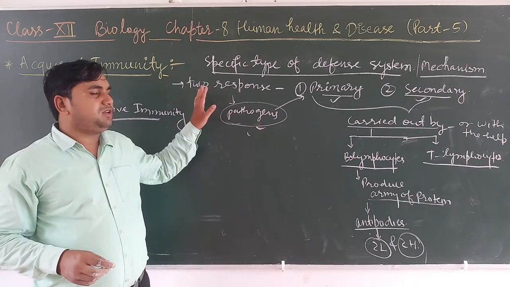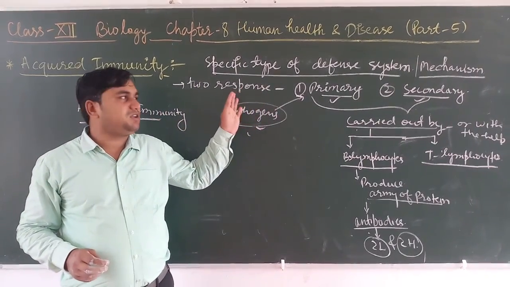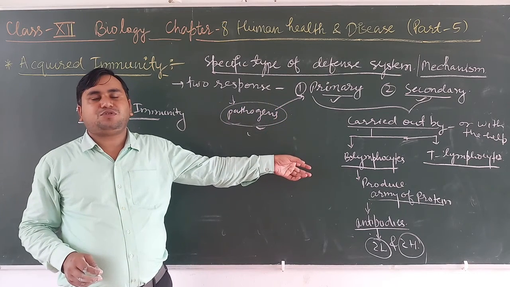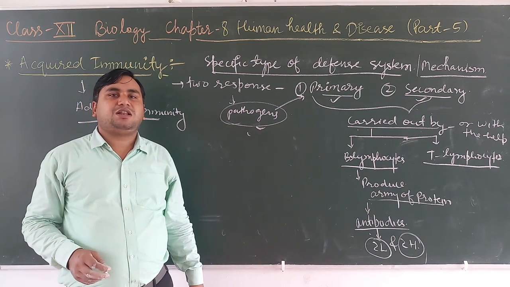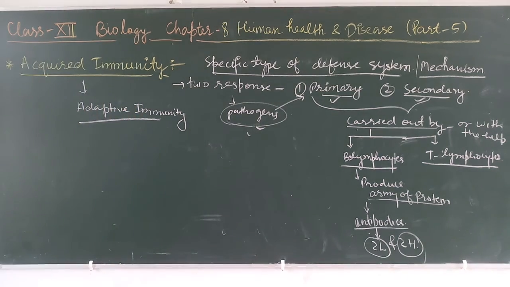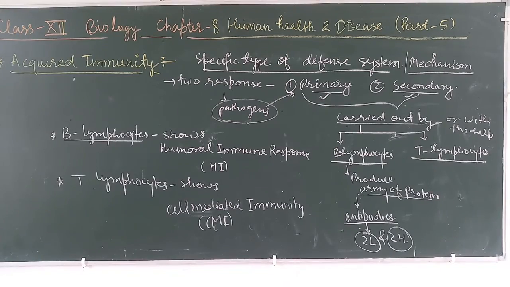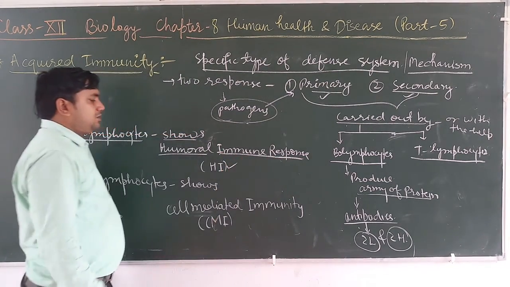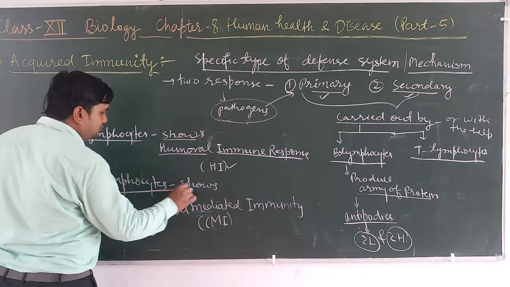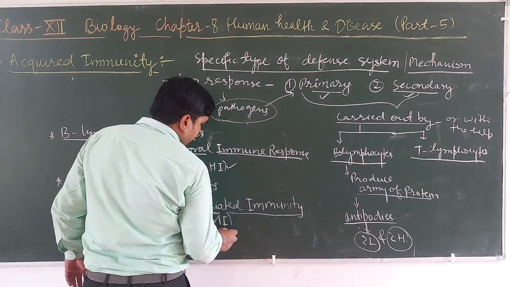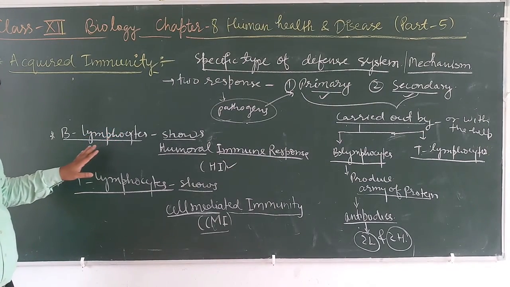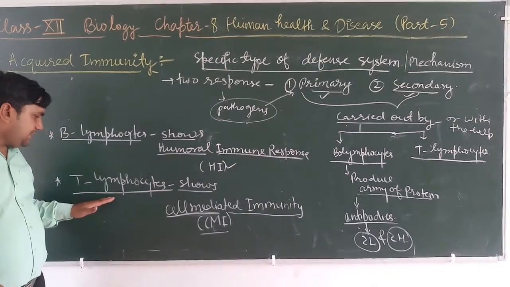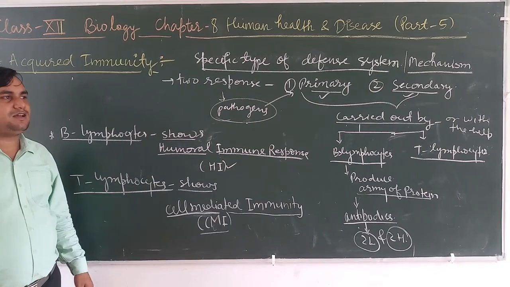Once again, acquired immunity, also known as adaptive immunity, is a specific type of defense mechanism or system. They have two responses, primary and secondary, carried out by B lymphocyte and T lymphocyte. B lymphocyte produces an army of proteins, that is antibodies, which have two light chains and two heavy chains. This B lymphocyte shows the humoral immune response, and this T lymphocyte shows cell mediated immunity, that is CMI. Means a specific defense has two responses involved by the B lymphocyte and T lymphocyte, in response against the pathogen in the organism.